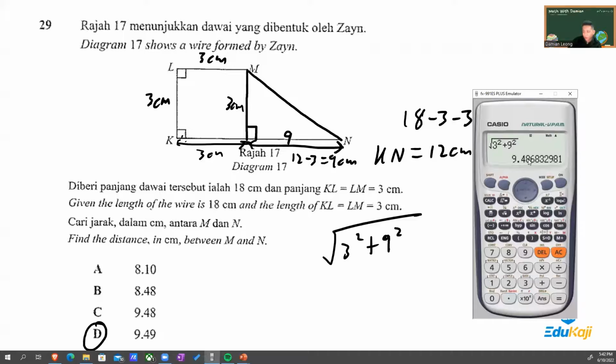Okay, round it off. Yeah, round it off accordingly. Next number 6, so round up. So you cannot put 48, must be 49.